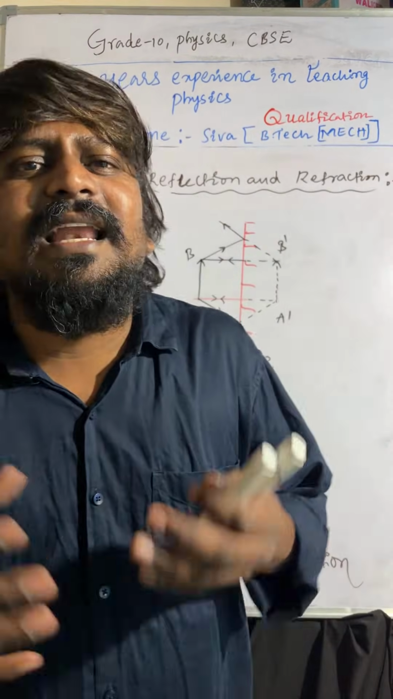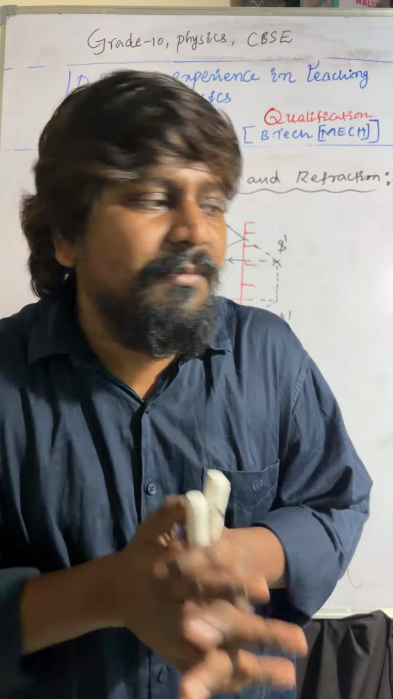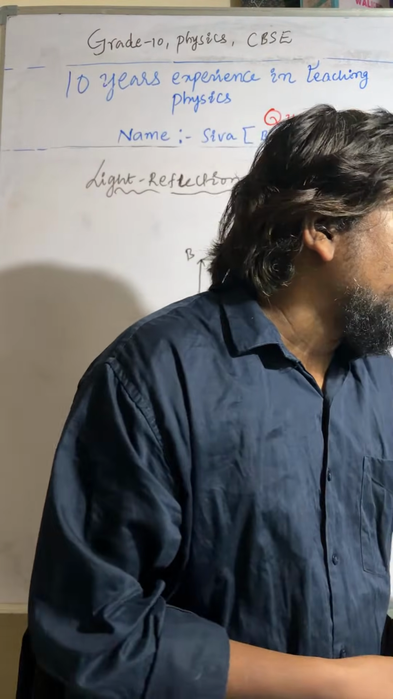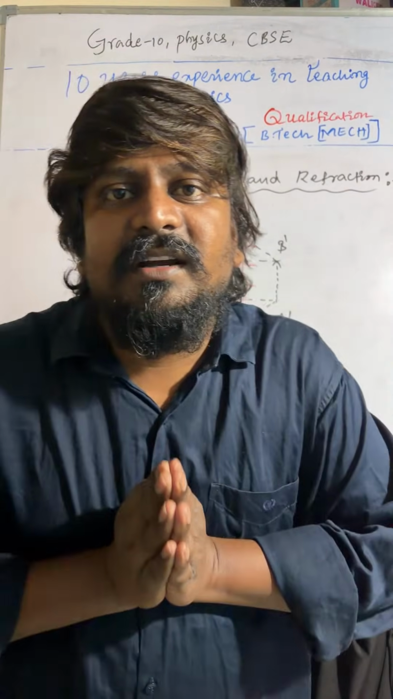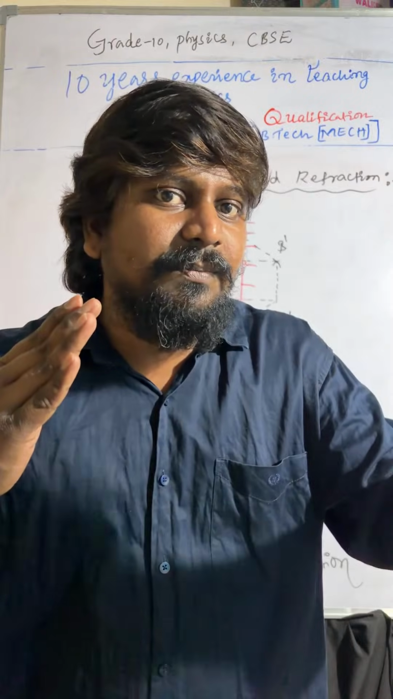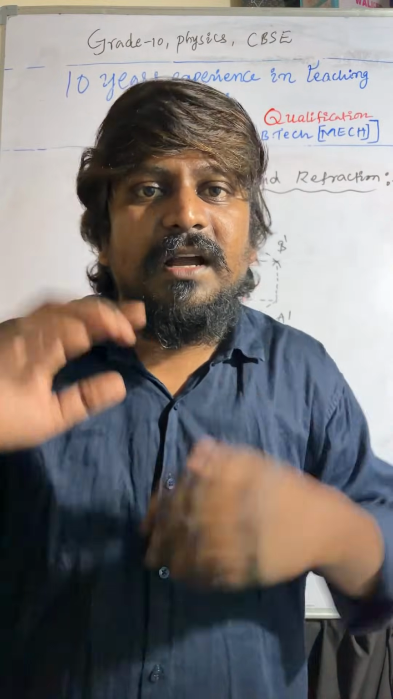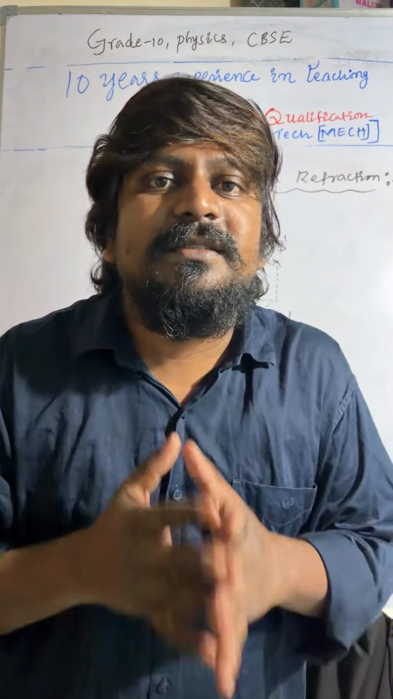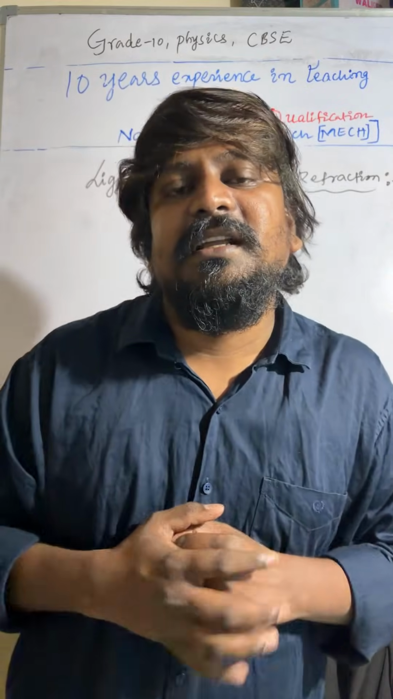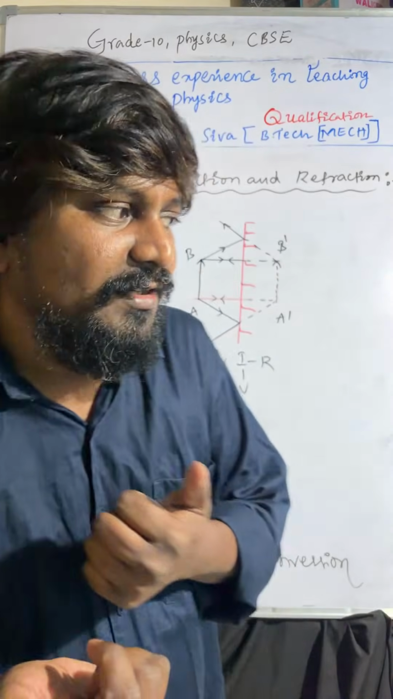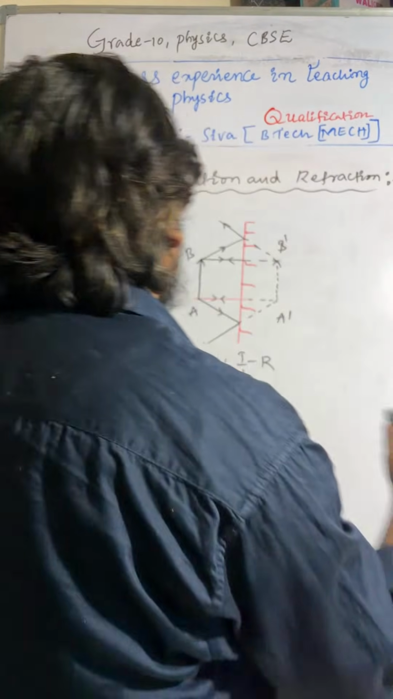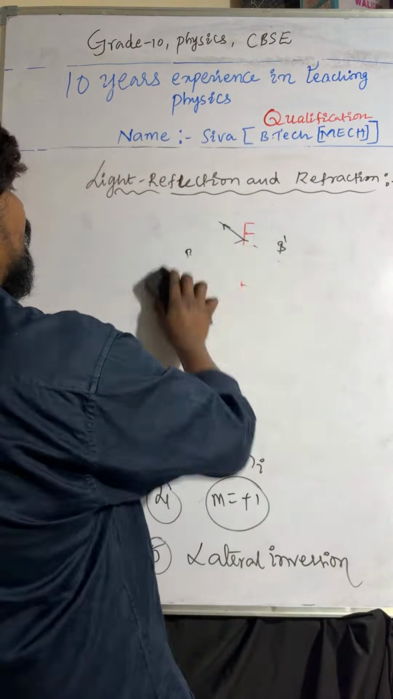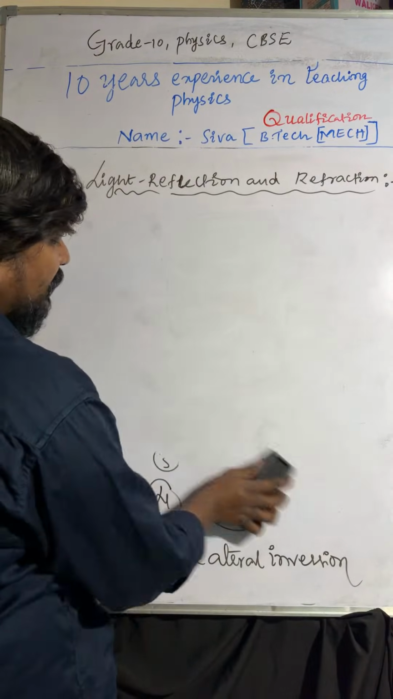So what is lateral inversion? Lateral inversion is the phenomenon in which the right side of the object appears to be the left side of the image, and the left side of the object appears to be the right side of the image. This mirror image is called lateral inversion. I hope it is very clear. These are the points, the nature of the image formed by the plane mirror.